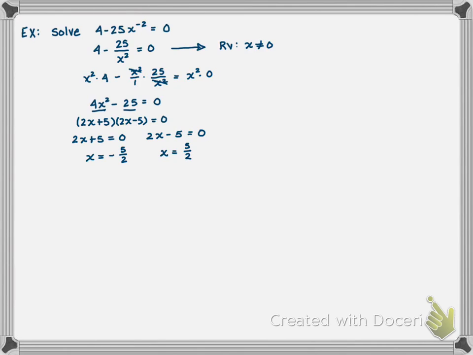Okay, so I'm going to have you guys try this one. So solve, what did I say, 7x to the negative 1 minus 30x to the negative 2 equals negative 1. You want to use basically the same approach that we used on that last one.